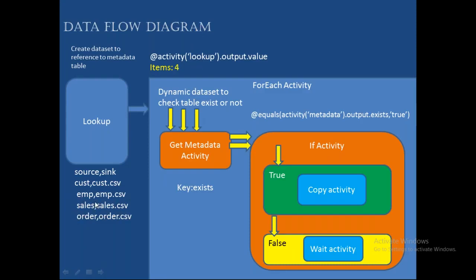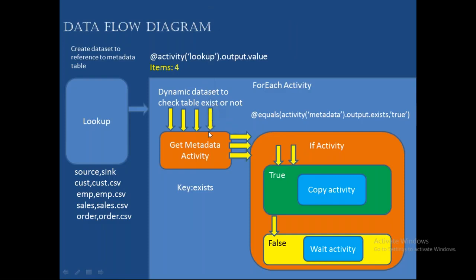I will check whether the sales table is available in Azure SQL database or not. If it is available, exist is returned true. That value I will pass to the if condition. Here I will check: this is true, here also we have a true. True comma true, is it equal or not? Yes, equal. So I will go and execute my copy activity.